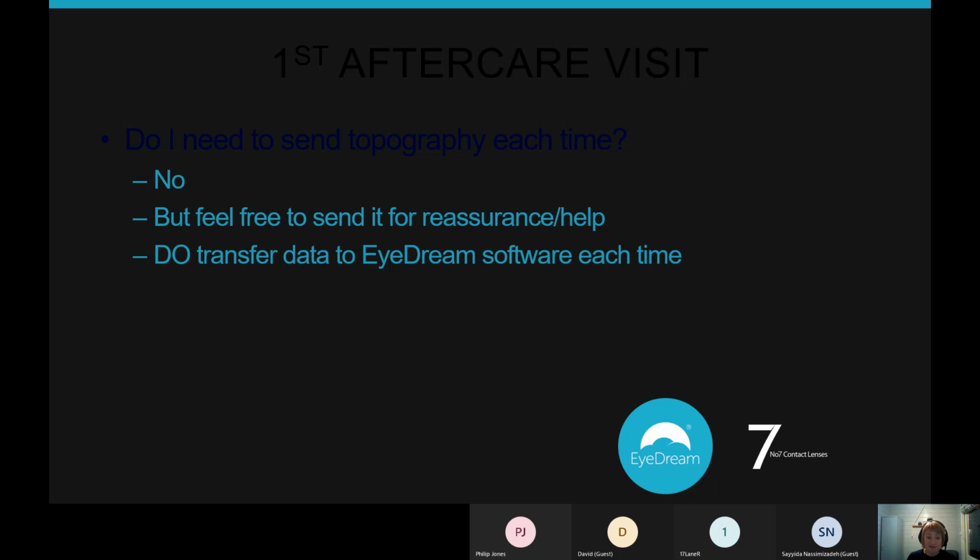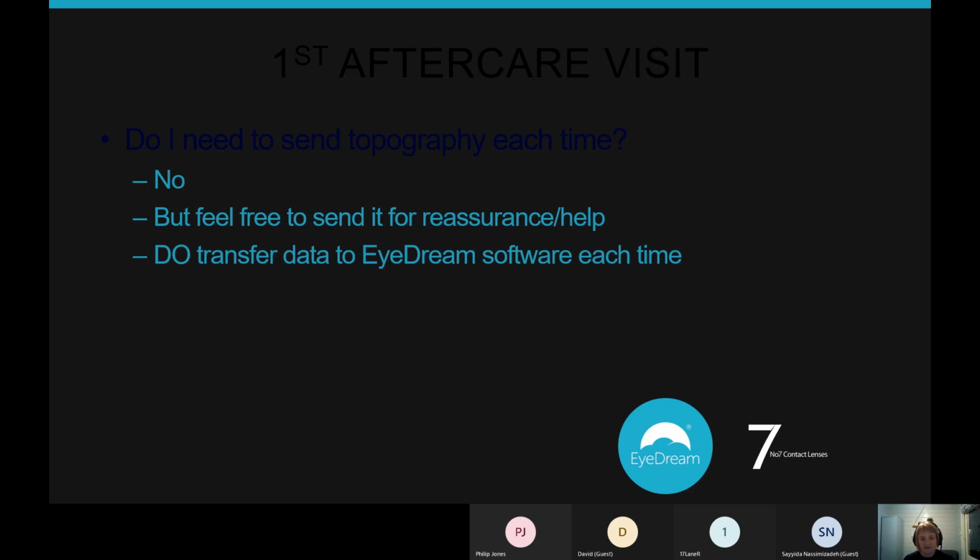I stopped sending topographies to number 7 on a day when I answered my own email. So I sent one from practice on a Saturday, and on a Monday morning, I was on the technical help desk and answered the email and nearly replied to myself to say, yes, that looks fine. And that was the point when I realised that I didn't need to do that anymore. But I'd been sending them for a very long time before that.